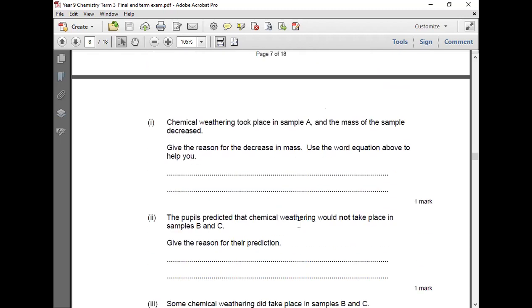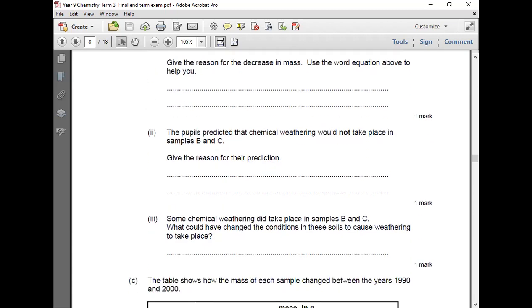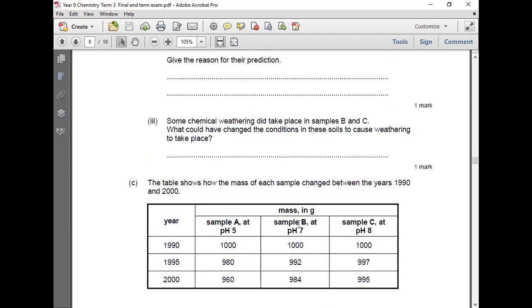Chemical weathering took place in sample A, and the mass of the sample decreased. Give the reason for the decrease in mass. Use the word equation above to help you. The students predicted that chemical weathering would not take place in samples B and C. Give a reason for this prediction.